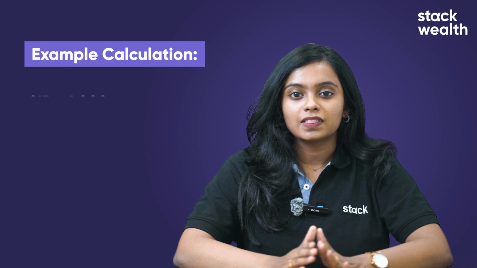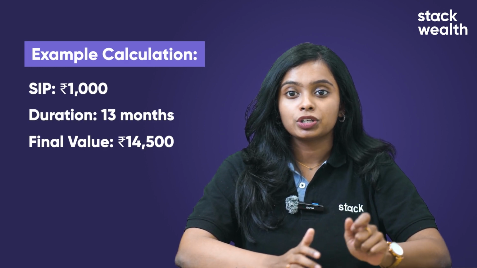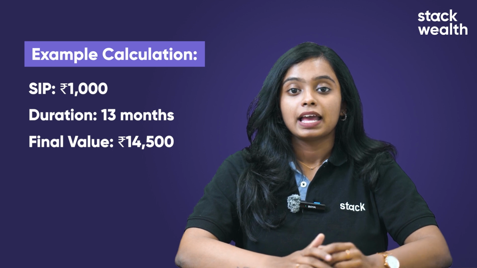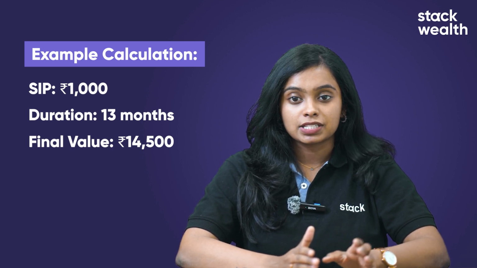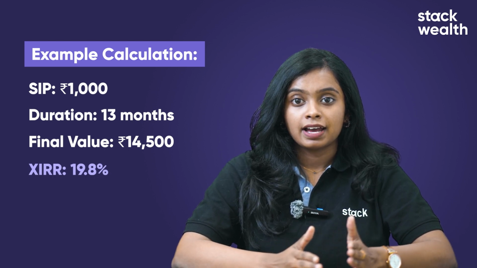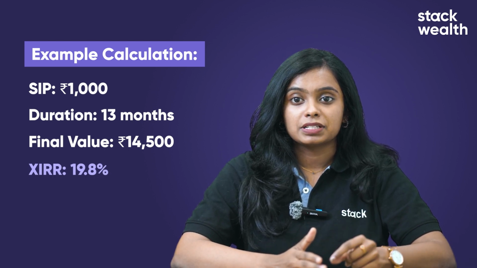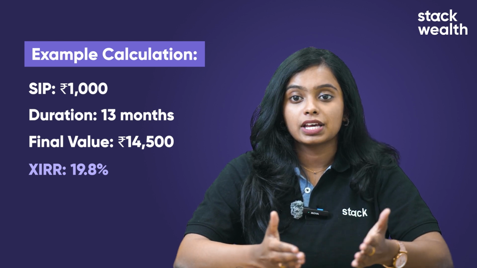Let's say you're investing 1,000 rupees monthly for 13 months and at the end you receive 14,500 rupees. XIRR will give you a return that accounts for each monthly investment as opposed to a simple average. For this case, XIRR would be 19.8%, a much more accurate reflection than absolute returns or CAGR.